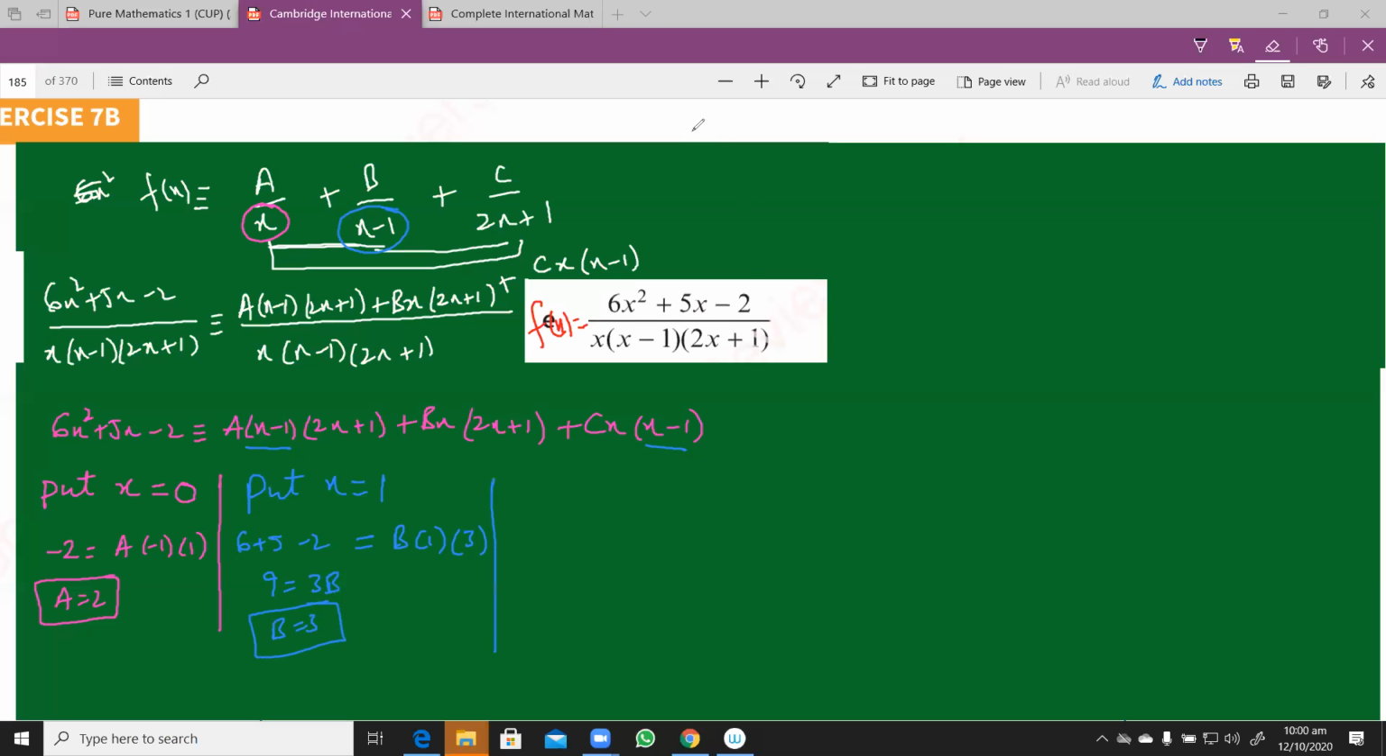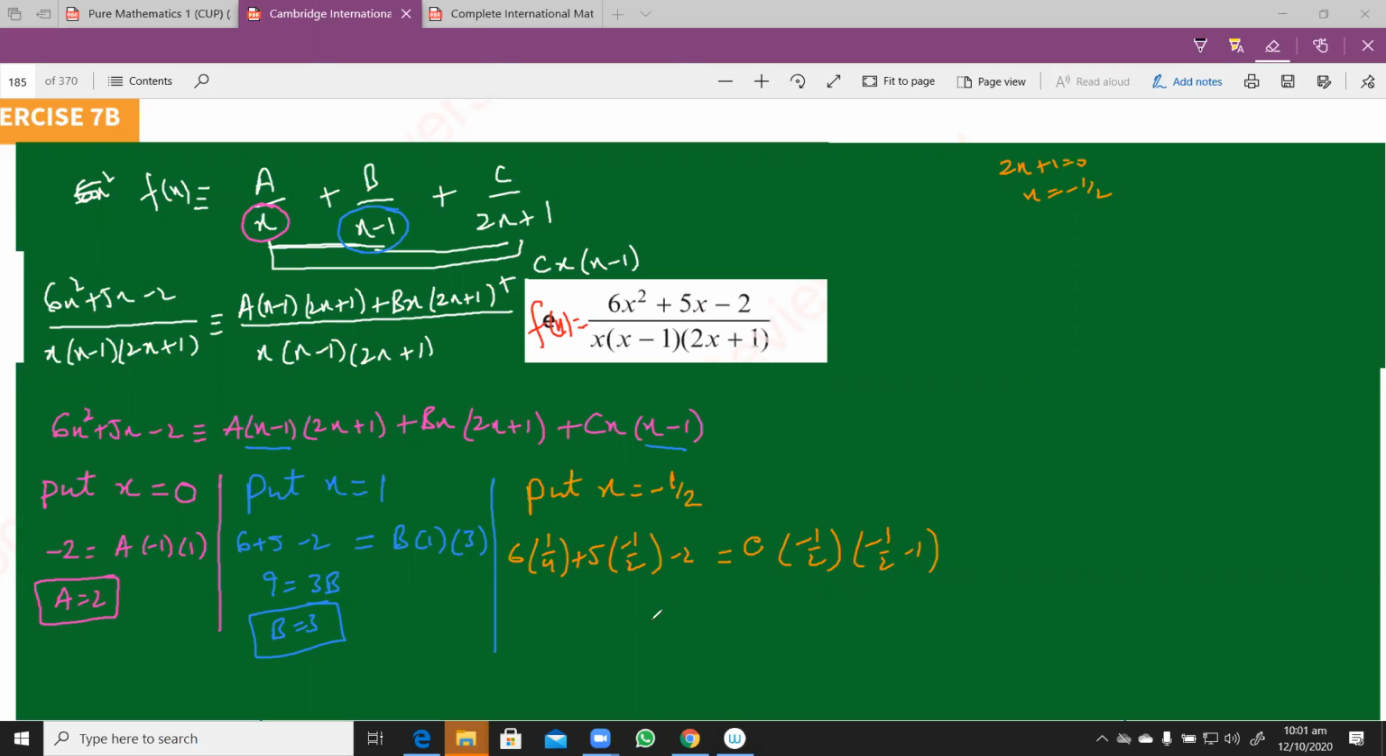Now the next, what should I put this x equal to? Minus 1 over 2. Minus half. If you put 2x plus 1 equal to 0, we have x equal to minus half. So I'll be putting this x as minus half. This is going to be 6 into 1 over 4, that is minus half squared, plus 5 into minus half, and then minus 2. That is equal to c into minus half into minus half minus 1.